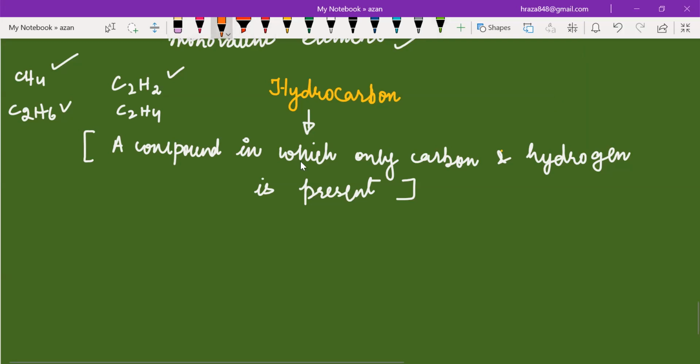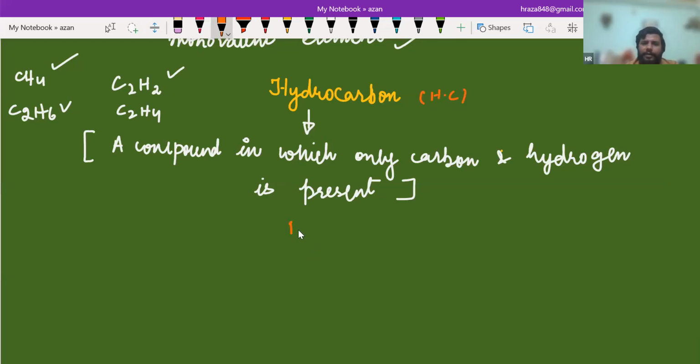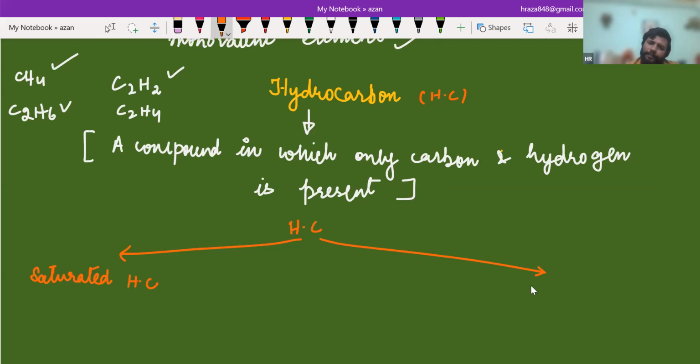Yes, sir. Okay, let's start. This hydrocarbon, that I'm going to denote with HC, that stands for hydrocarbon, is of 2 types. One is saturated hydrocarbon and another is unsaturated hydrocarbon. So as you can see, what is this saturated hydrocarbon? Saturated hydrocarbon means basically the bond between carbon and carbon is single.